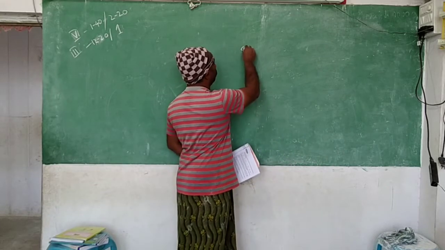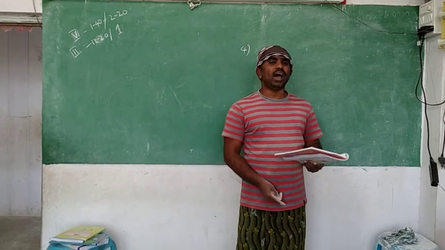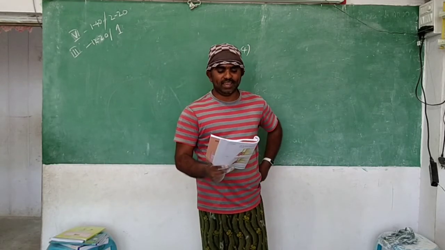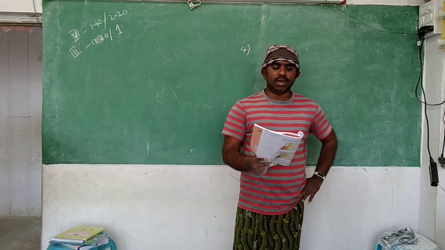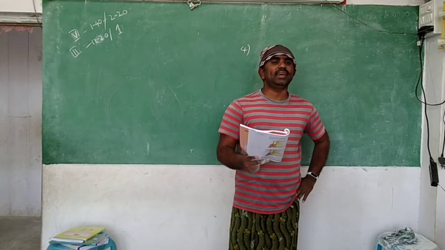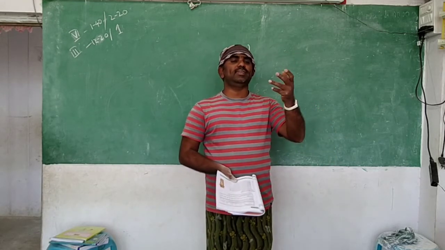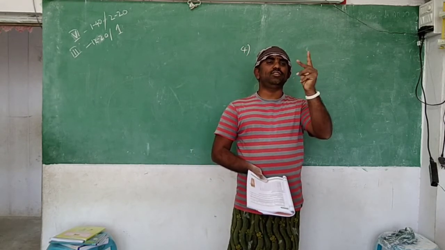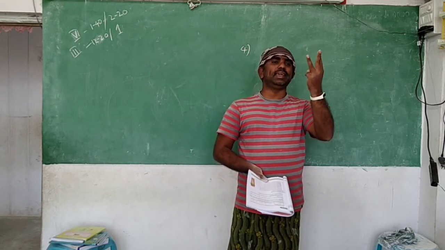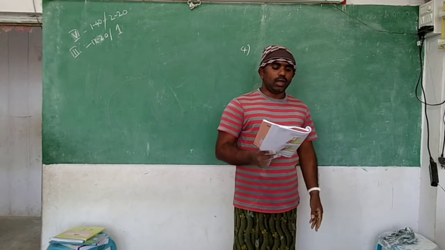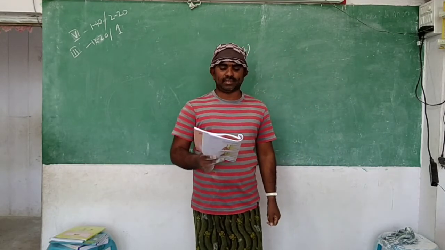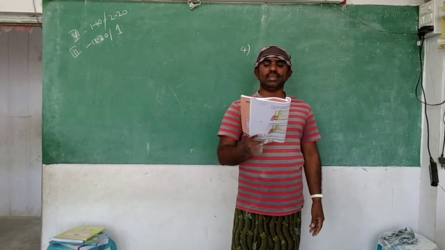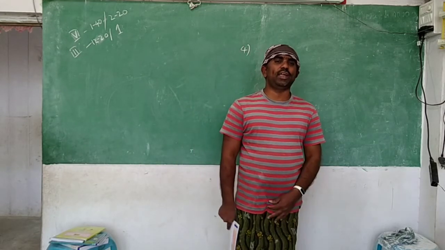Question number 4. Rani's age is 9 years. Her mother's age is thrice her age. Do you know what is the meaning of thrice? 3 times. Twice means 2 times. Thrice means 3 times. Rani's age is 9 years. Her mother's age is thrice her age. So what is Rani's mother's age? How do you find it?